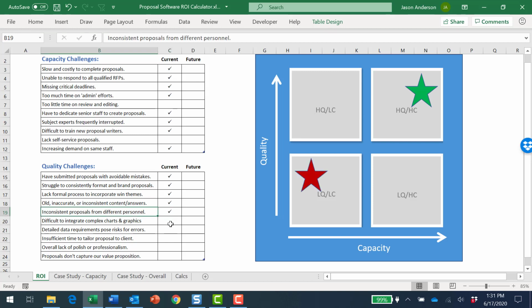Or other consistency challenges, as we have a lot of people involved now in making proposals. The proposal team has grown, but consistency from proposal to proposal might be challenged. Other things it's asking about are graphics or charts.